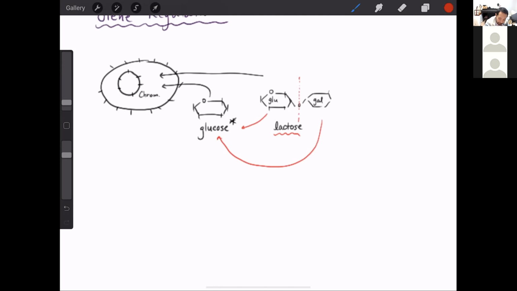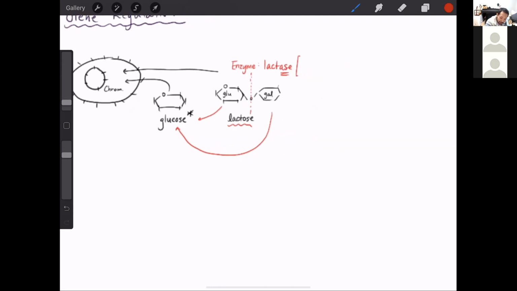Now, this cutting of lactose has to happen via an enzyme, because whenever we have a chemical reaction, we probably need some sort of catalyst. That enzyme is called, as you know, lactase. Colloquially, it's called lactase. Specifically in E. coli biology, we call lactase beta galactosidase.